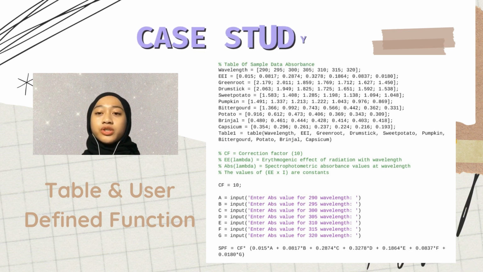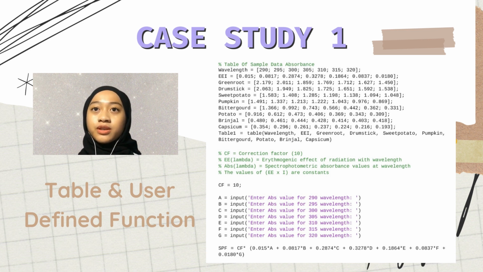In the Mansur equation, we build tables and a user-defined function in Matlab to calculate the SPF values. First, we provide the absorbance values for all the vegetables, which are green root, drumstick, sweet potato, pumpkin, bitter gourd, potato, brinjal and capsicum, that we provide from the experiment result.